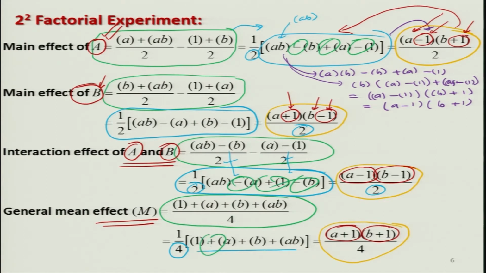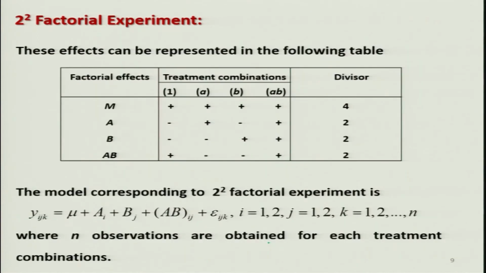Right, you can see here, these are some signs. So now I try to combine these things in a very simple fashion. I try to write down here the effects, or the factorial effects, like A, B, AB, and the general mean effect, say M. M means mean. And then we have here 4 treatment combinations, 1, A, B, and AB. And now I try to write down their corresponding plus and minus signs in this table.